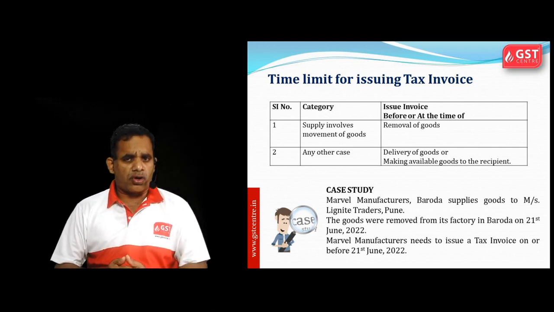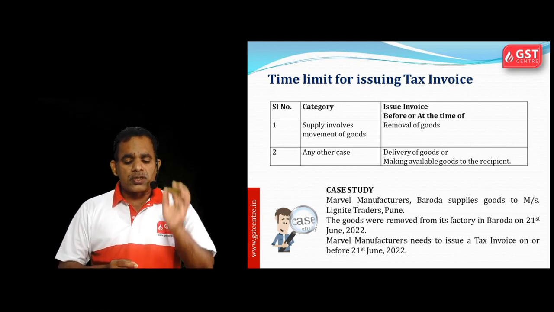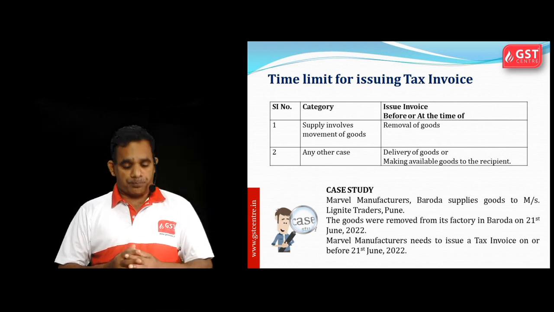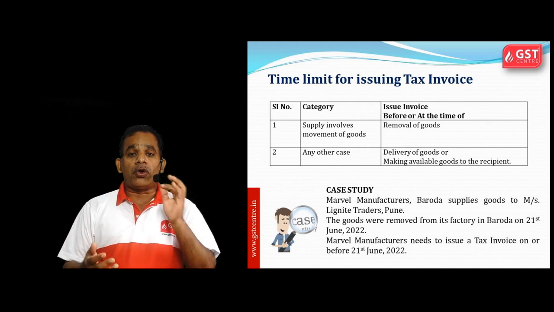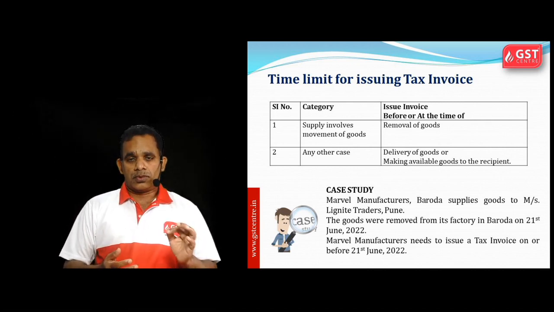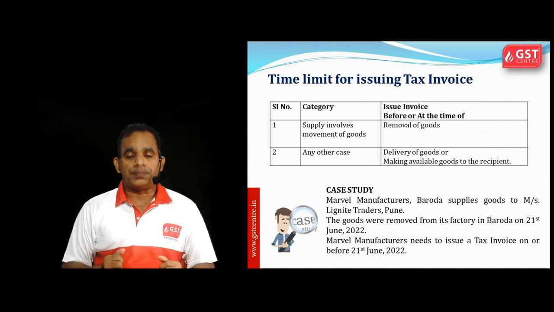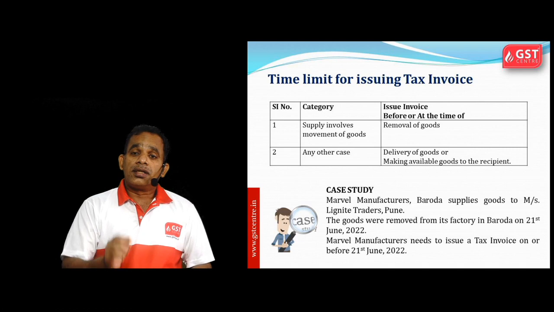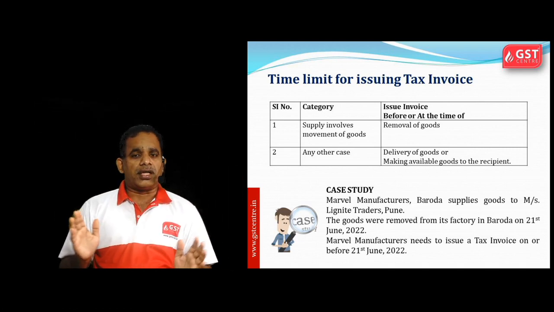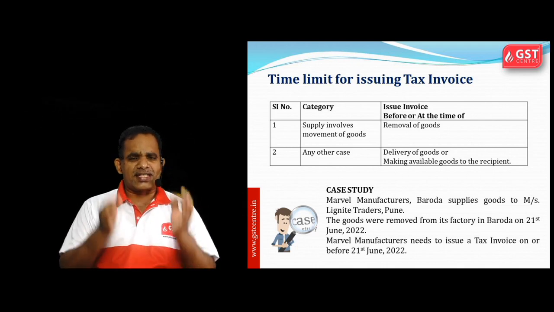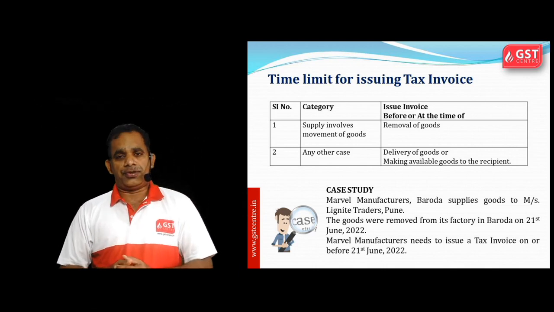So let us take a small case study. Marvel Manufacturers, Baroda, supplies goods to Messrs. Lignite Traders, Pune. The goods were removed from its factory in Baroda on 21st June 2022. So the removal of goods happened on 21st June. So in this case, the company has to issue the tax invoice on the same date. No exemption for that. So on the same date of removal, they should issue a tax invoice.